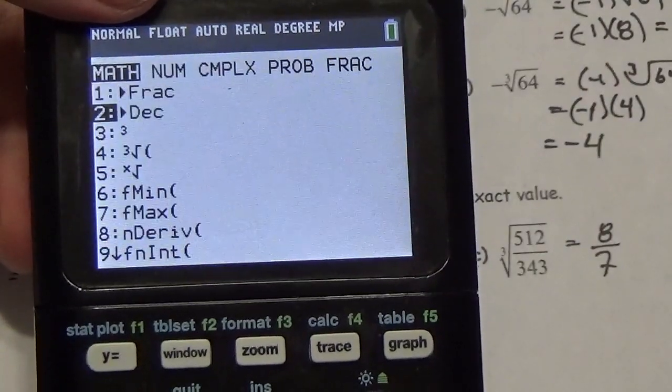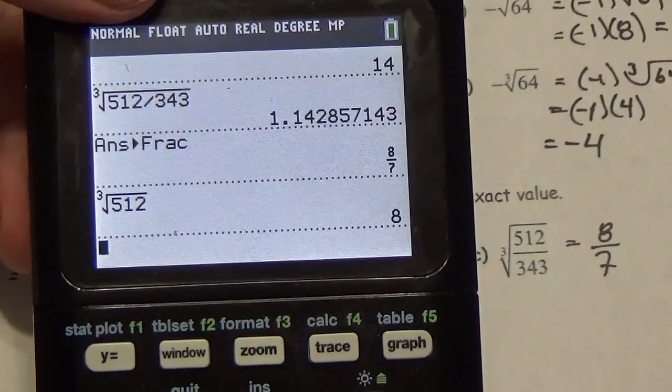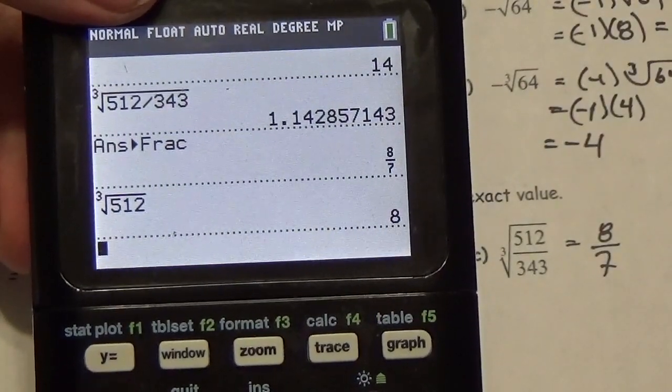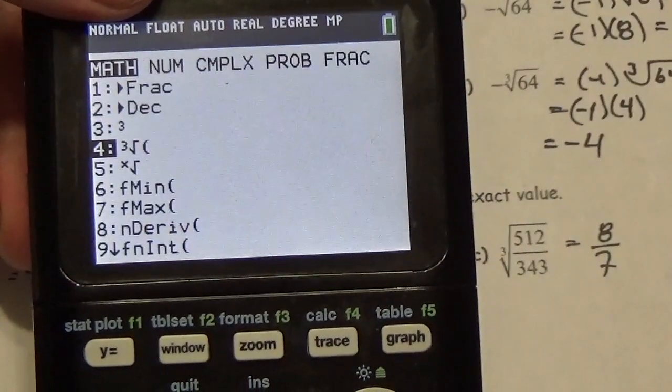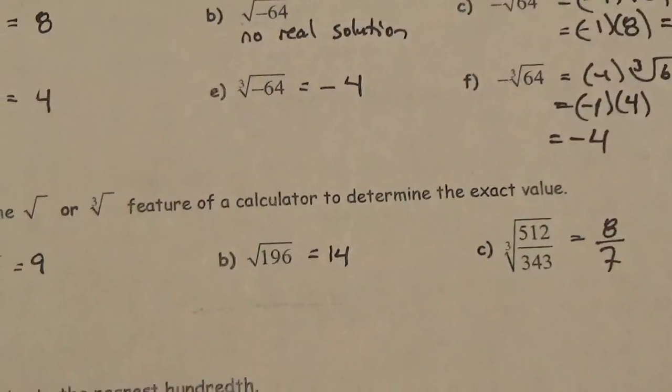I could have done the math. The cube root of 512 is 8. The cube root of 343 is 7. And then my answer would have been 8/7. So there's a couple of ways I could have done that.